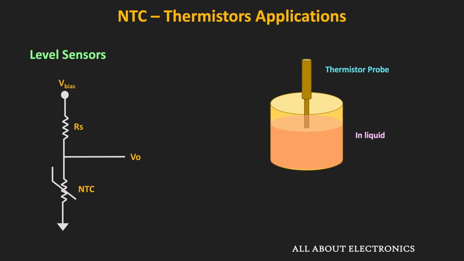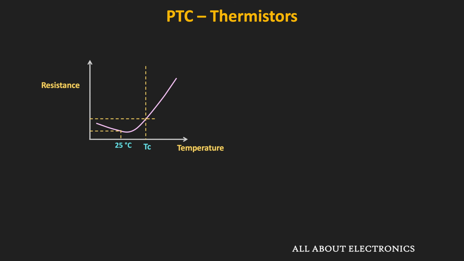So these are the other applications of the NTC thermistor apart from the temperature sensing. Similarly, now let us briefly talk about the PTC thermistors. As we have discussed earlier, these PTC thermistors are used in the applications where we need a sudden change in the resistance with the temperature.